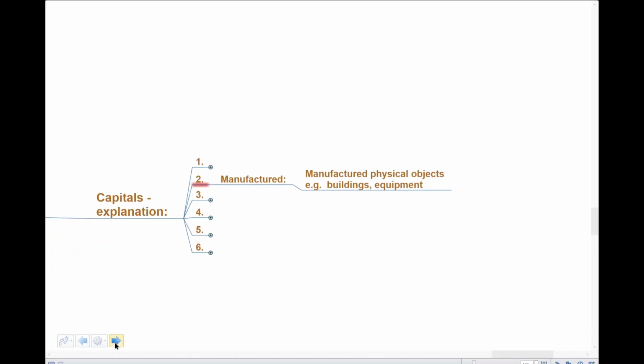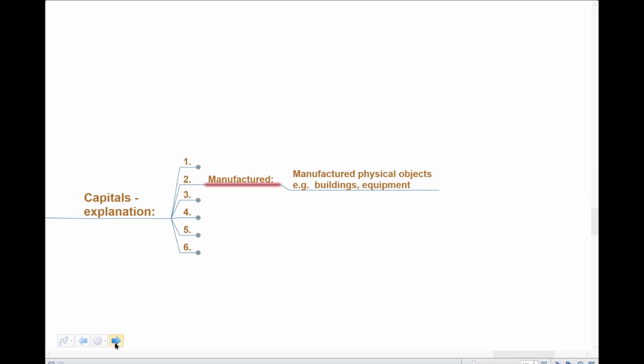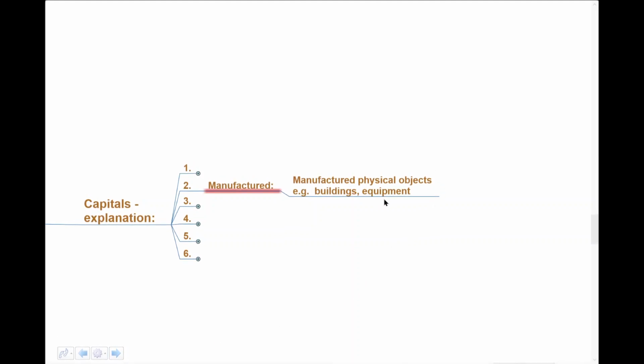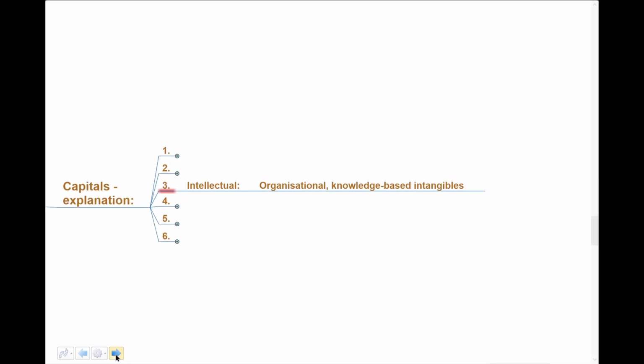In terms of the next area, manufactured. Now let's note here that manufactured, in essence, means any physical object that the business or the organization uses to create value. That's literally anything at all. It could be raw materials, it could be the buildings, it could be a factory, it could be equipment, literally anything that is tangible that is used. That is manufactured capital.